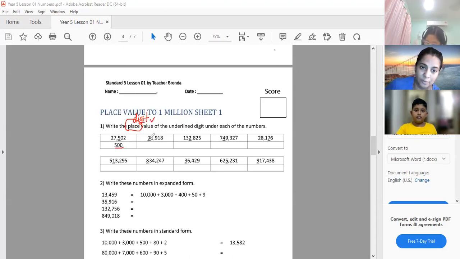All right. Now, I'm going to do this example. So this number is 71,918. So what is the value of this 7?